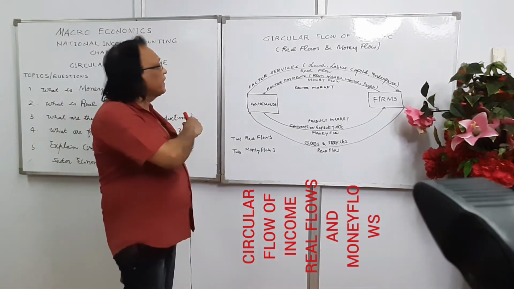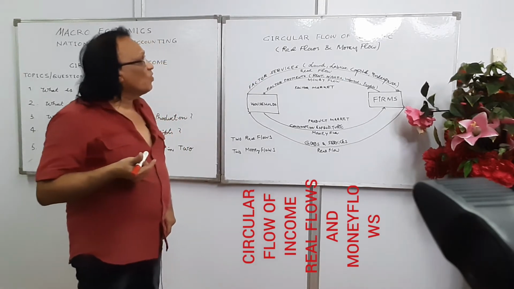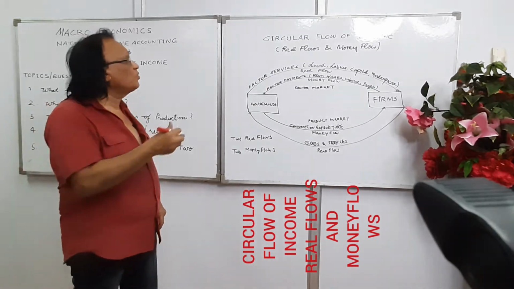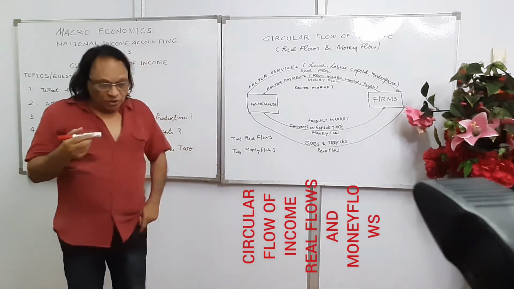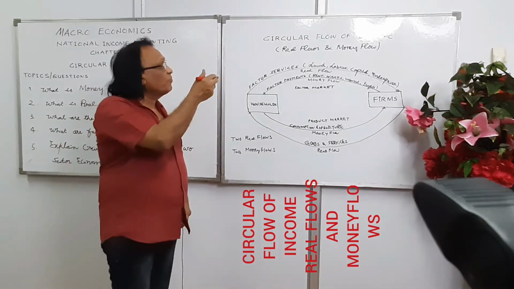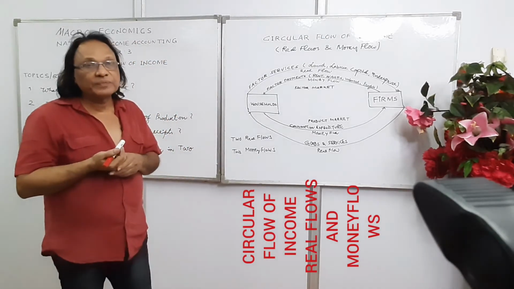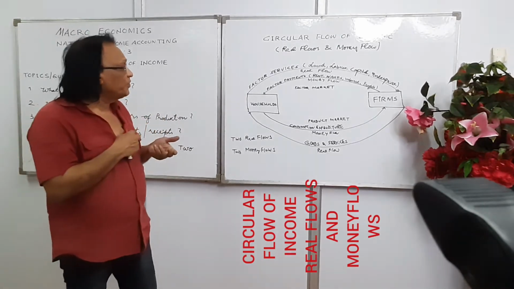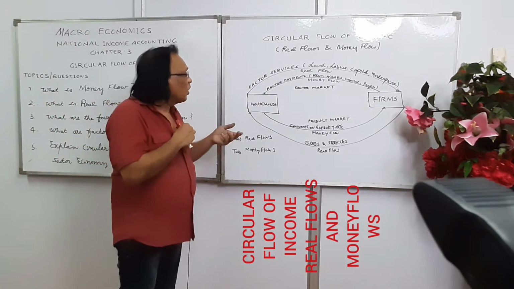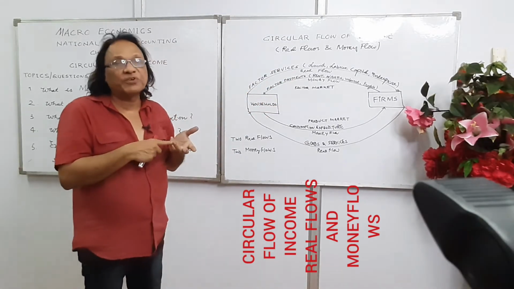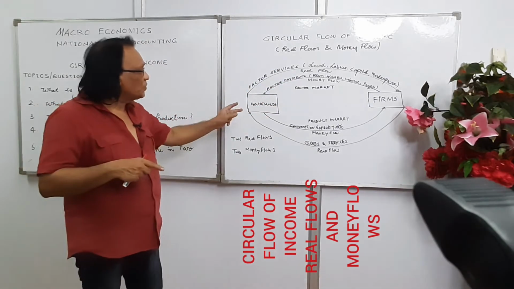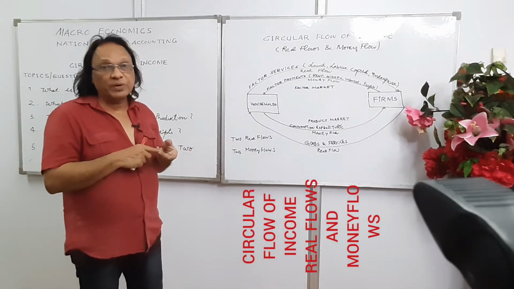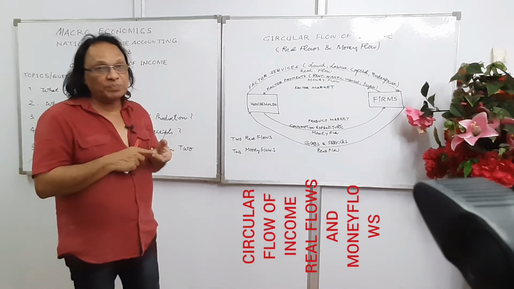I repeat once again, we are talking about circular flow of income. We're talking about real flows and money flows. I've already told you, real flow means in terms of goods and services. Money flow means in terms of money. Here we assume, you remember in points it becomes much easier. Here we assume there are two sectors in the economy, households and firms. This is the first point. Second point, households are the owners of four factors of production, that's land, labor, capital and entrepreneurship.